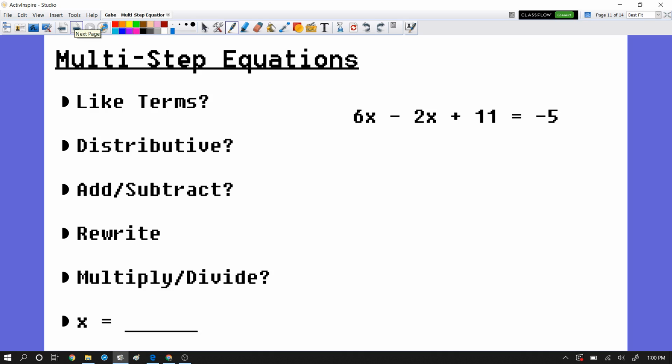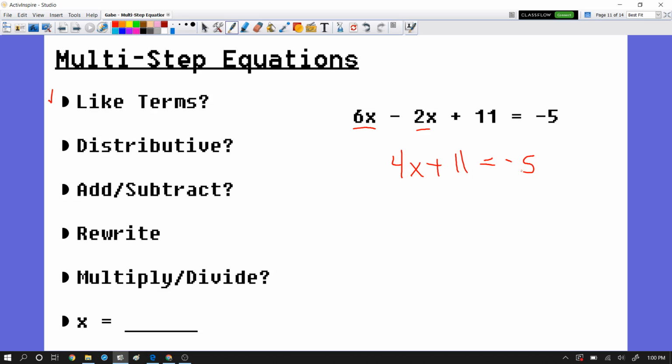Okay, take a moment. Try. Okay, I assume that you paused. I'm going to identify these are like terms. Yes, 6x and 2x. They both have the same variable after them with a number in front. Cool. Even if it was 6x minus x, that's still 1 in front of that x, so there's the invisible 1 again. 6x minus 2x is 4x plus 11 equals negative 5.